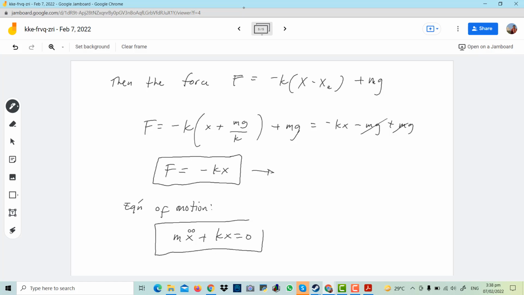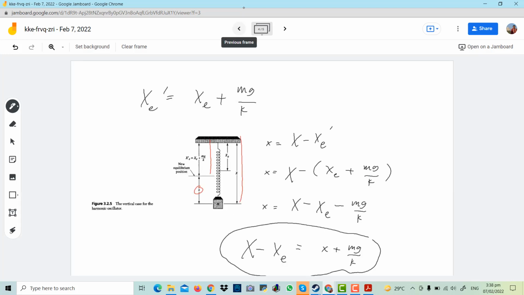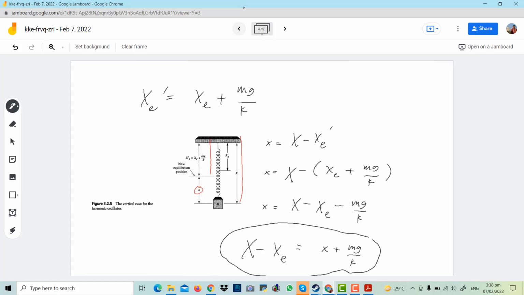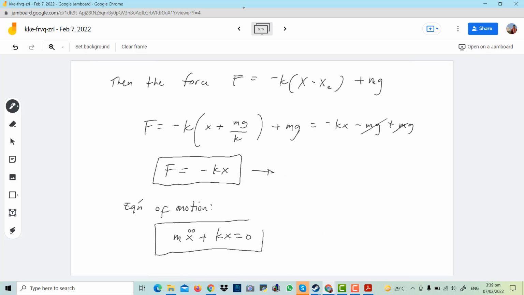Okay? So, as you can see in the horizontal and vertical case, we can conclude now that the equation of motion is the same, but there will be shifting of displacement. Your displacement is shifted, because x is measured from the new equilibrium position. So there is shifting of position, but take note the equation of motion is actually the same. So we can conclude.